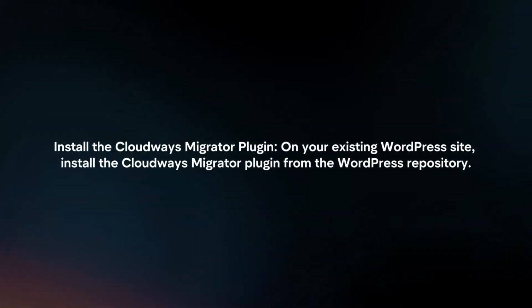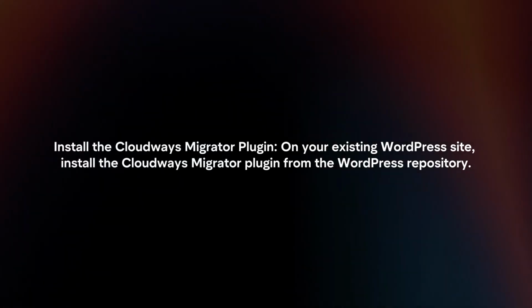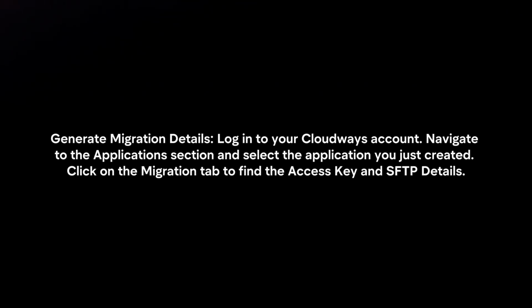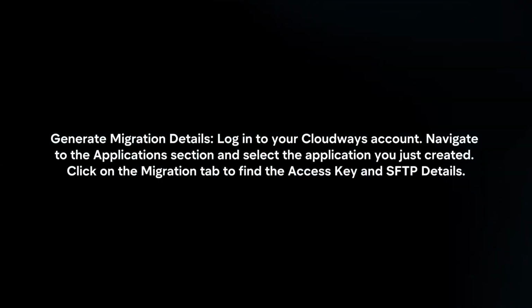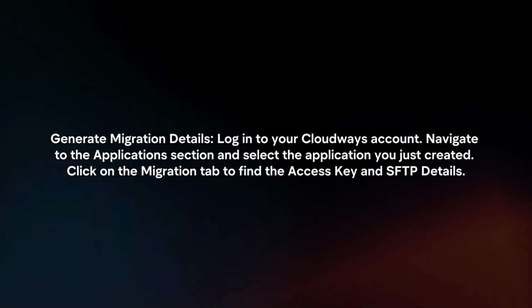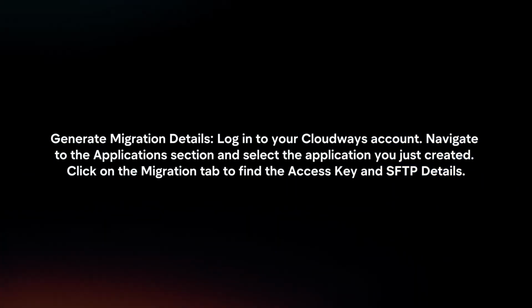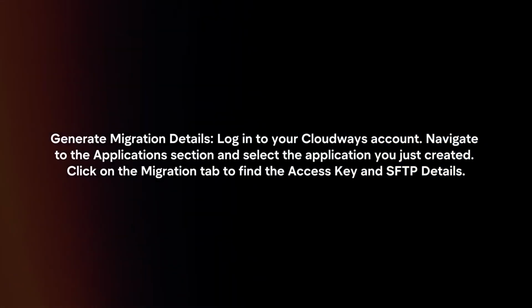On your existing WordPress site, install the Cloudways Migrator plugin from the WordPress repository. Generate migration details. Log into your Cloudways account. Navigate to the Applications section and select the application you just created. Click on the Migration tab to find the access key and SFTP details.